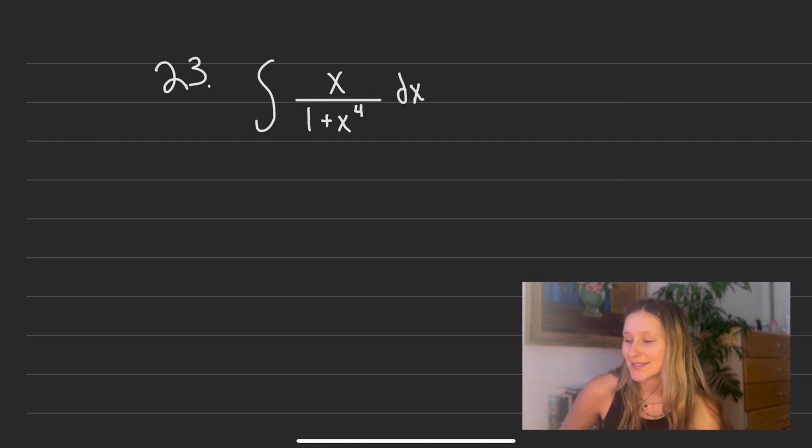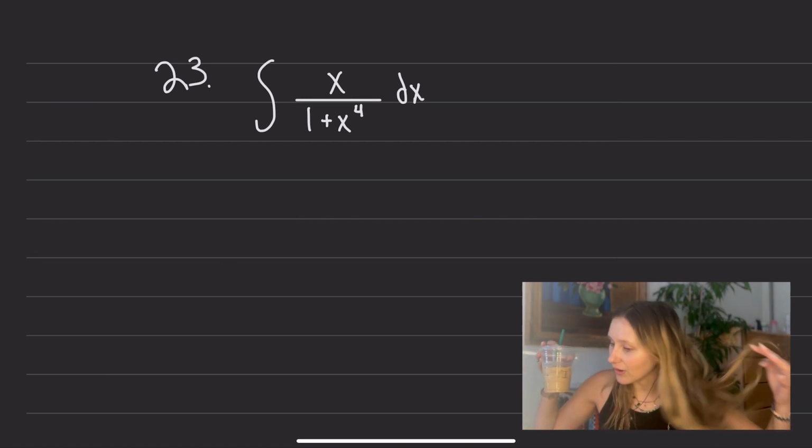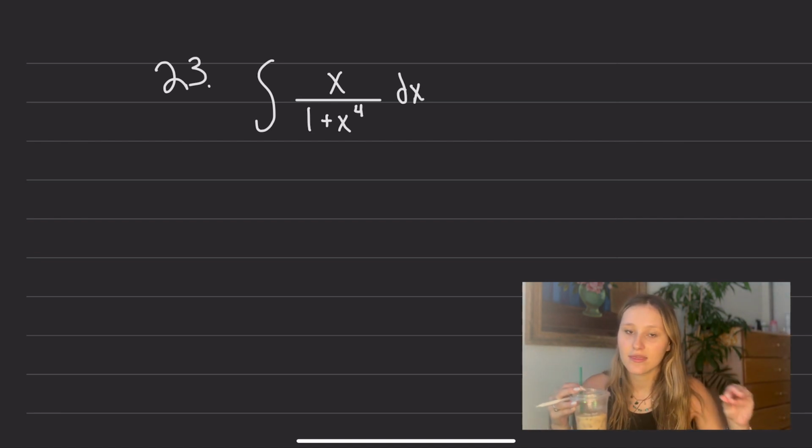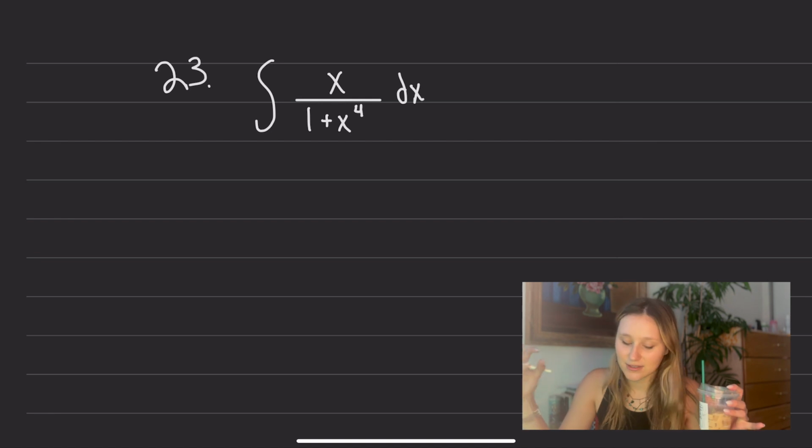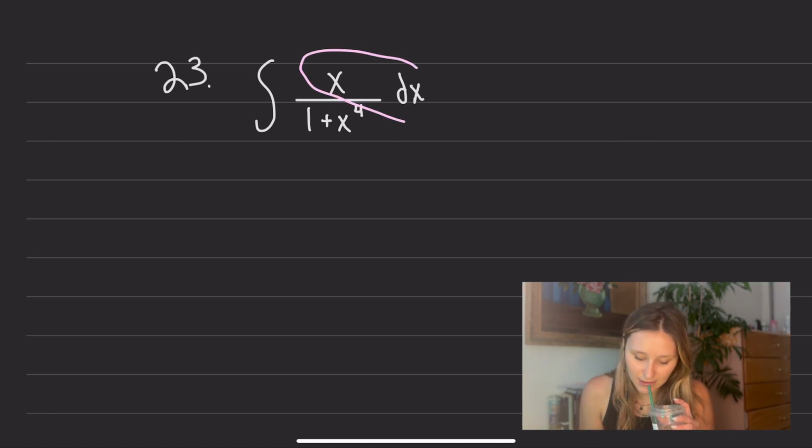Okay, so this is when it gets a little bit more complicated. So we're looking for a function that has its derivative easily accessible to factor out. This is easily factored out.